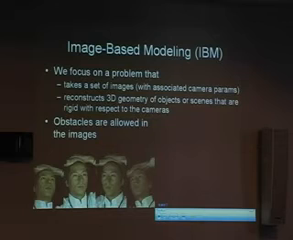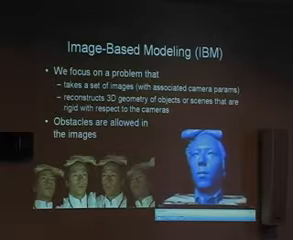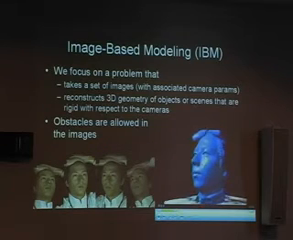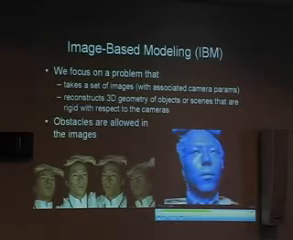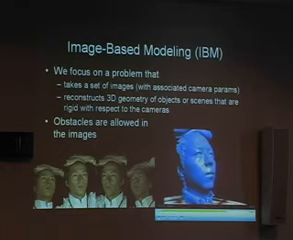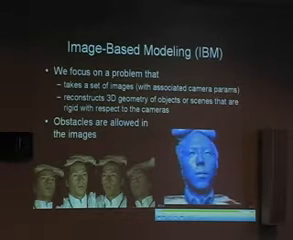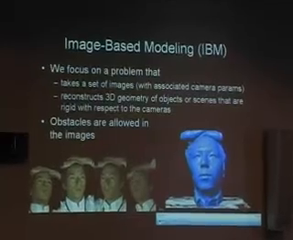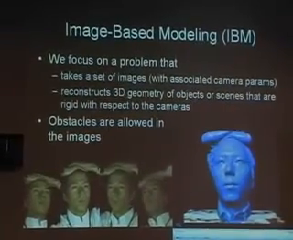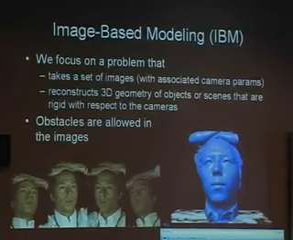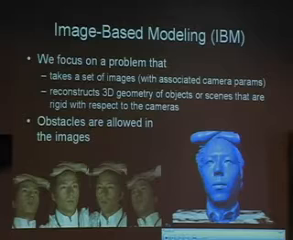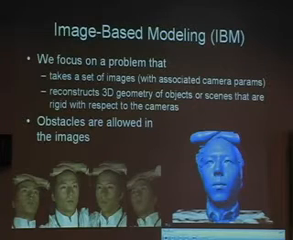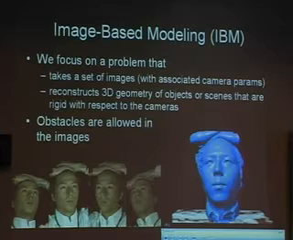So more formally, we focus on a problem that takes a set of images with camera parameters. We assume that the camera parameters are already given, so cameras are calibrated. And we are going to reconstruct 3D geometric information of objects or scenes that are rigid with respect to the cameras. That's a key idea. In the previous slide, you see the people in front of the building. If you take a picture of the building from multiple viewpoints, those people probably have moved. So those people are not rigid in the 3D scene. Whatever is not rigid is considered an outlier, an obstacle, so we ignore them. Our purpose is to reconstruct a rigid structure in the 3D scene.